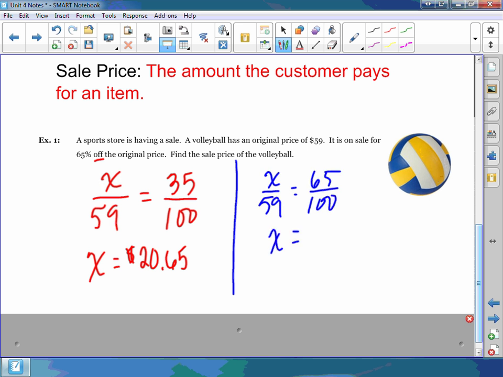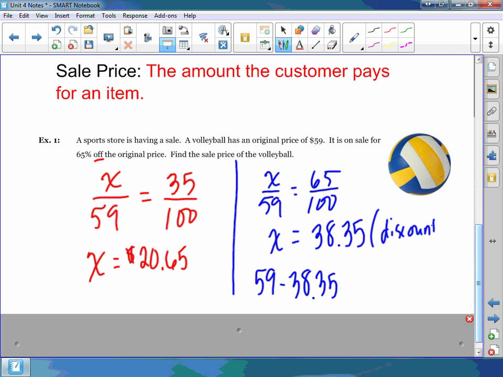Now, the number you get here isn't that. What do you get? So then you do 59 minus 38.35. What's the 38.35 represent, Brooke? The discount, right. So it's like how much is coming off of this price? Well, it's a pretty good amount, 38.35. So you get $20.65.